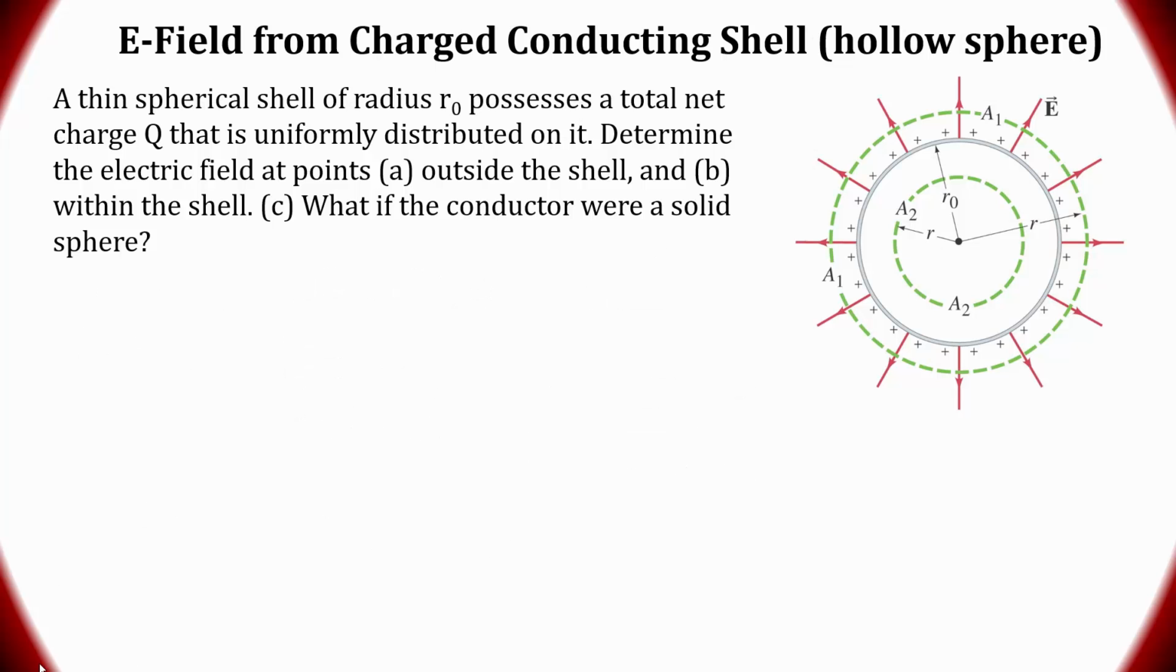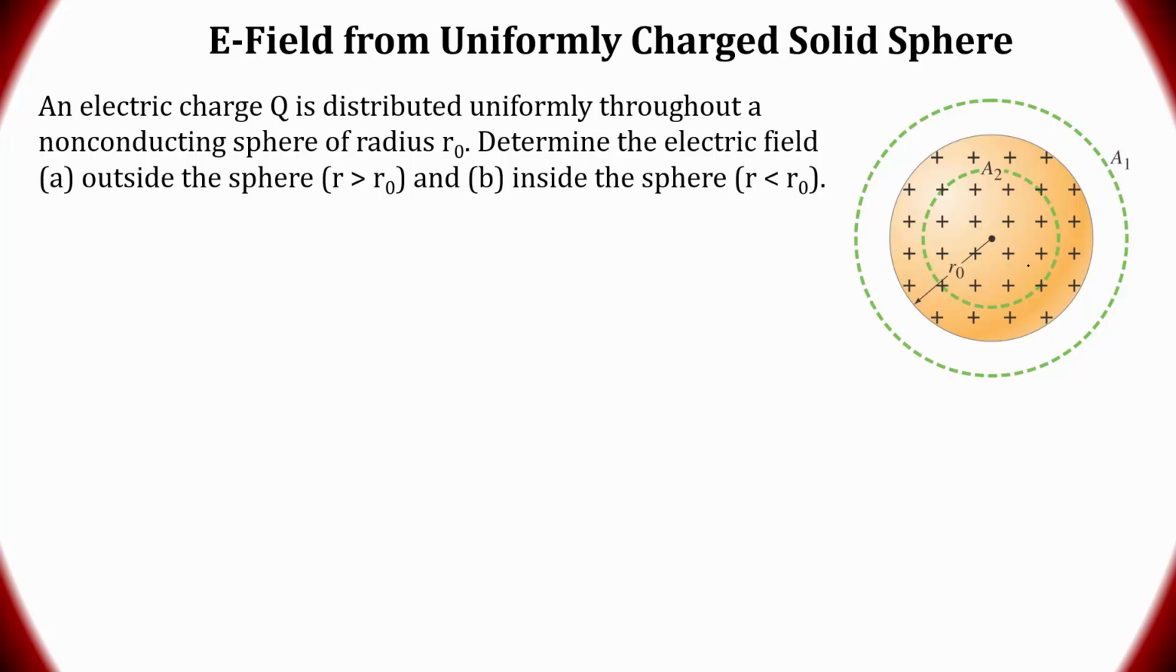All right. Now we're going to look at something a little more complicated. Here we have a solid sphere that is uniformly charged. So the only way this can happen is if it's a non-conducting sphere. You could have a plastic sphere, and you could get charge evenly distributed throughout, because that charge can't move around if it's a non-conductor. All right, again, we want to find the electric field inside and outside.